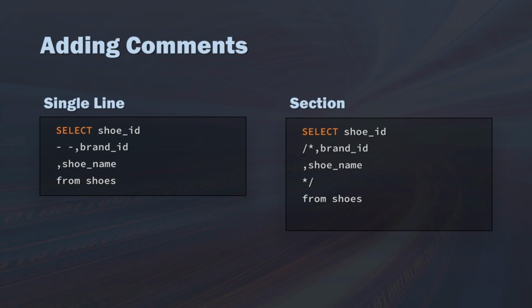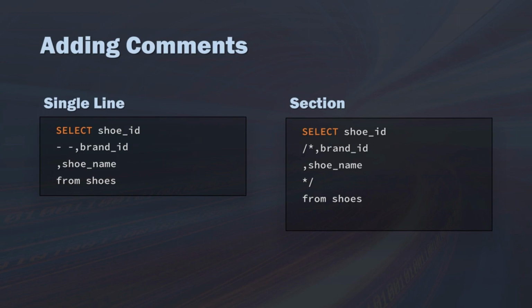In this, I'm selecting shoe ID, brand ID, my shoe name from shoes, and I just want to comment out the brand ID. I don't need it here. So I'm going to add 2 dashes, and it's just going to remove that whole line. When I run this code block, I'm just going to get the return for the shoe ID and the shoe name. In the next example, I've commented out a section of the code. As you can see, to do this, I've used a combination of a slash and an asterisk.